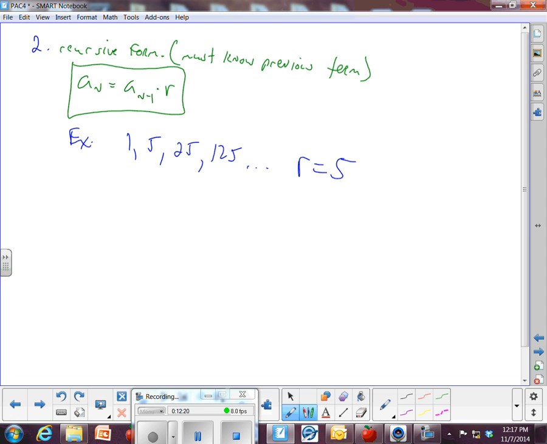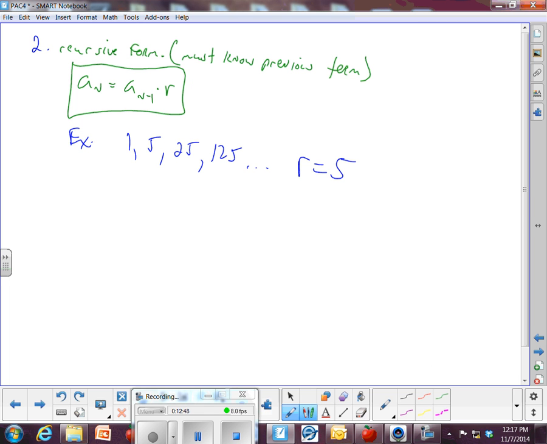5 divided by 1 is 5. 25 divided by 5 is 5. 125 divided by 25 is 5. Pretty easy one. We can figure out the next term. If they asked you for the 5th term, because we listed term number 1, 2, 3, and 4, you would simply take the 125, the n minus 1, and multiply it times the r, the 5, and you'd get 625, and you'd go on.